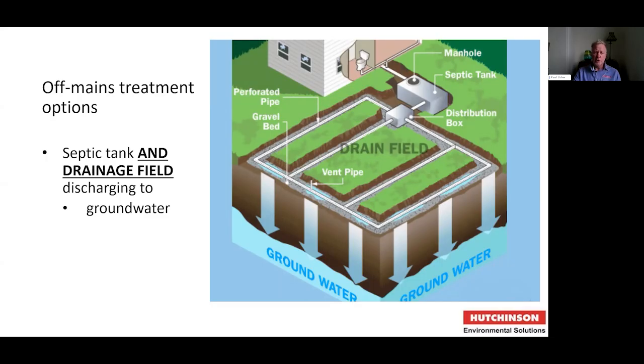I've put drainage field in bold letters there because mostly what gets talked about is the septic tank and very little about the drainage field. So 20 to 40% of the organic pollutants in domestic wastewater are taken out of the wastewater in a septic tank, which leaves the remaining 60 to 80% to be treated by the drainage field.